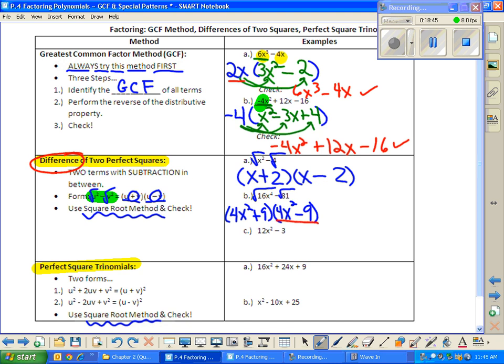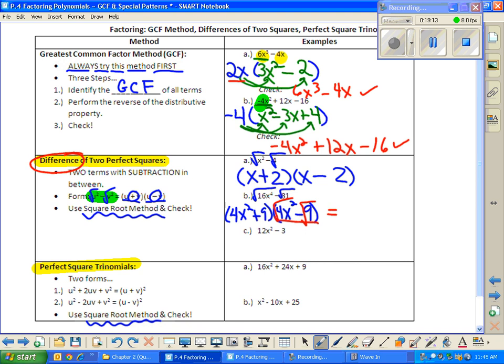You'll see on my sideboard right there, I showed my students 4x squared plus 9, all the reasons why that doesn't factor. 4x squared plus 9 does not factor. Let me show you how 4x squared minus 9 does factor, and then I'll talk more about that in a second. So 4x squared minus 9, I could square root method that again because it's a difference of two perfect squares.